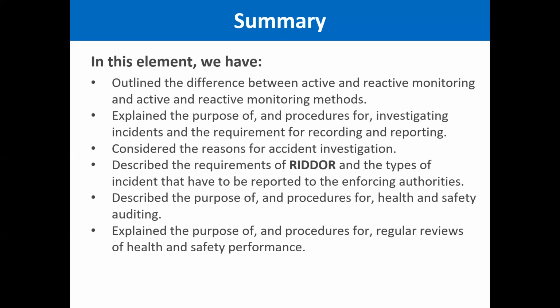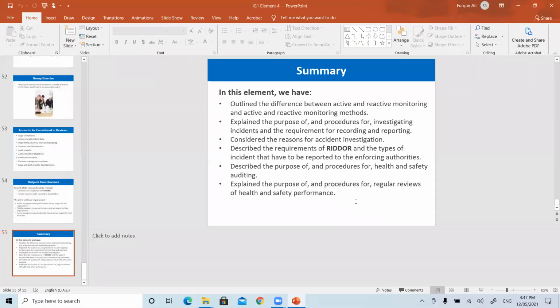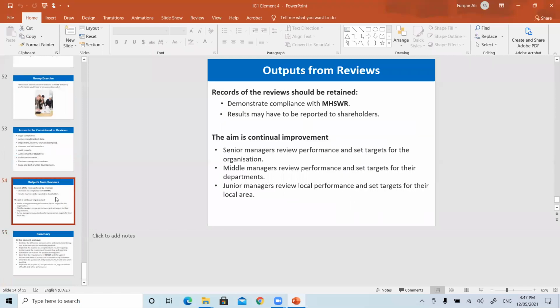Okay, guys, so this is the end of element number 4. So today what we have covered, we have outlined the difference between active and reactive monitoring and discussed various monitoring methods. We discussed the purpose and procedure for investigating accidents. We looked at the reasons for investigating accidents. We discussed the requirements of reporting. We described the purpose of procedures for auditing, and we explained the purpose and procedure for regular reviews of health and safety performance. So guys, that's the end of element number 4.